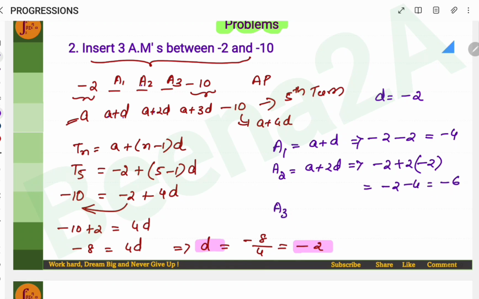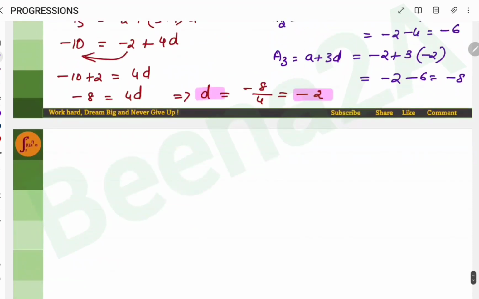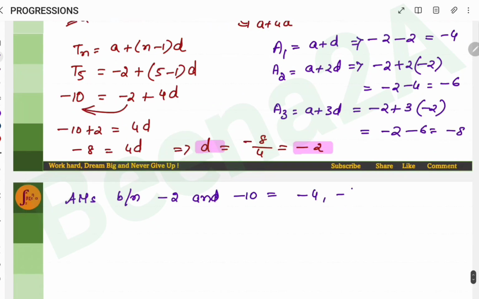Now similarly, A3 would be A plus 3D. This one, A3 is A plus 3D. So A is -2 plus 3 times D. D is -2. So I'll get -2 minus 6, which is -8. So arithmetic means between -2 and -10 is -4, -6, -8. So these are the arithmetic means.